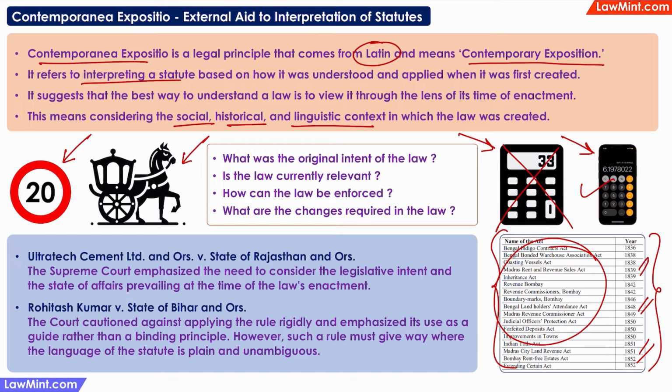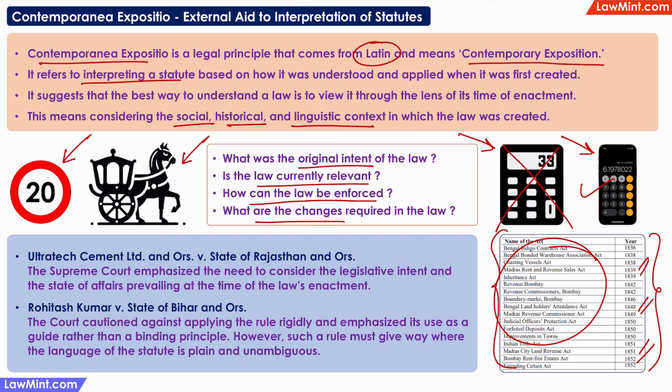By looking at the contemporary situation when the law was created, we can understand its original intent. What was the mischief that the law addressed? The court can then decide whether the law is currently relevant or not, and how the law can be enforced in the current situation, and what are the changes that may be required to make the law suitable for the current society.